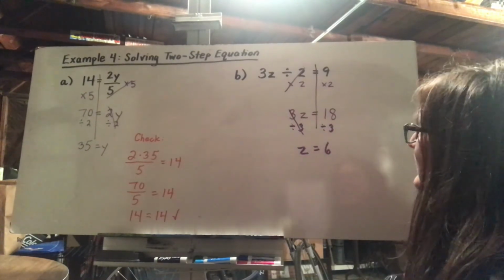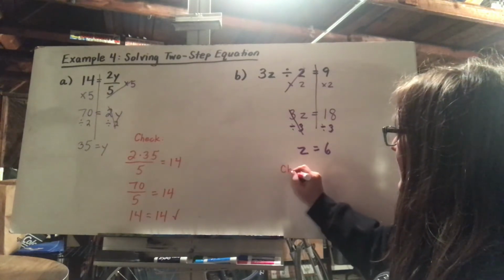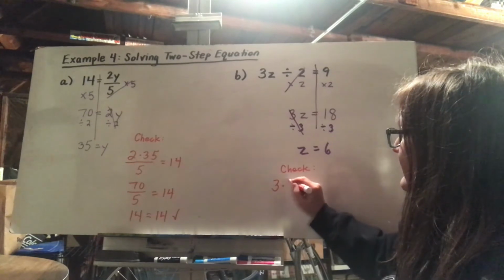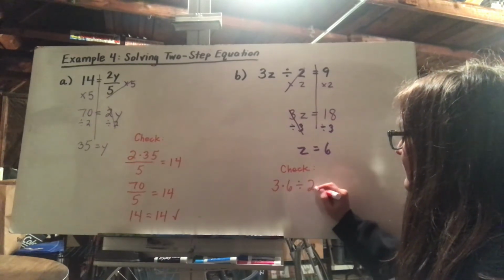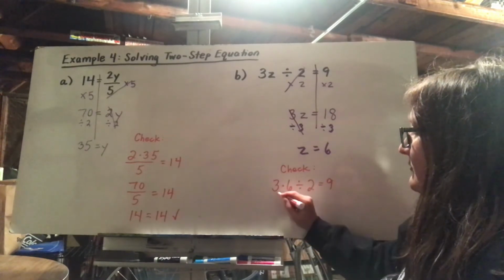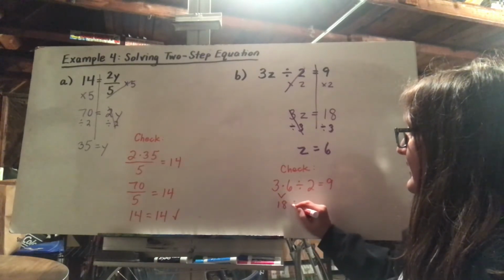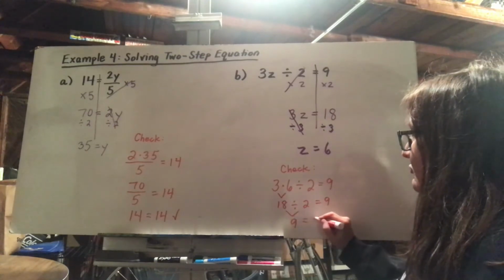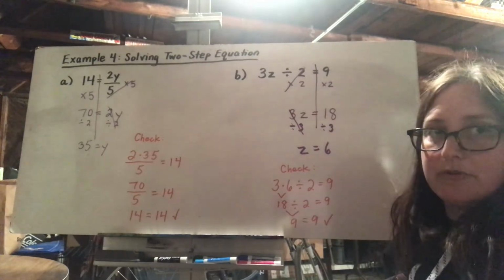And now I'm going to check my answer. So the original problem said 3 times z divided by 2. So I'm going to do 3 times 6 divided by 2. I want an answer of 9. So 3 times 6 gives me 18. 18 divided by 2 gives me 9. Both sides check out. I know my answer is correct.